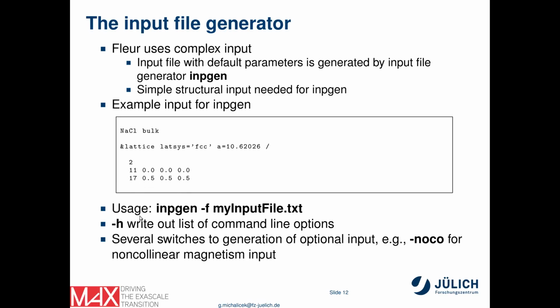So we use the input generator by invoking inpgen with -f to indicate the input file, and here the input file is called myInputFile.txt, but it can have any name you want to give it. You can also invoke it with the option -h, and then you will see a list of command line options that you have, and some of these command line options provide additional parameterization in the Fleur input file. For example, this -noco switch also gives some default parameters for non-collinear magnetism input.